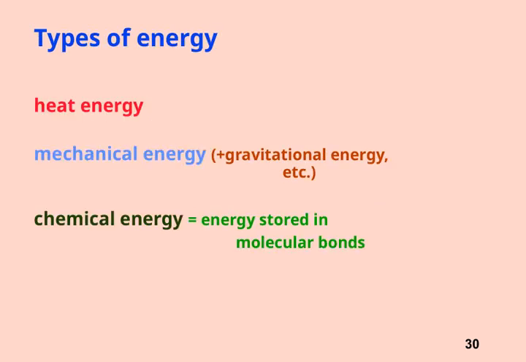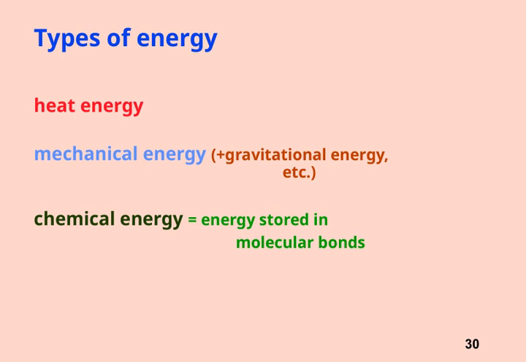All right, let's talk about the different types of energy. First up, we have heat energy, which is the energy associated with the temperature of an object. Think of the warmth from the sun or a hot cup of coffee. Next, there's mechanical energy, which includes the energy of moving objects, like a rolling ball, and also gravitational energy, like when an object is lifted up high and has the potential to fall.